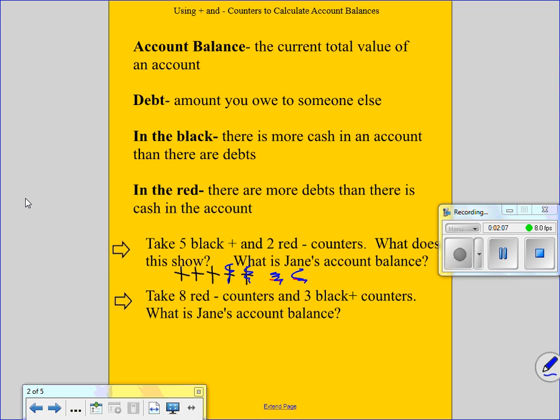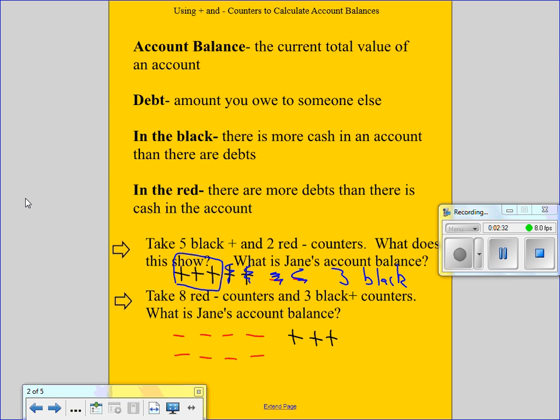So what is in Jane's account? Has 3 black, or 3 in the positive. Let's take a look at this next one. There's 8 red counters. 1, 2, 3, 4, 5, 6, 7, 8. There's 3 black counters.